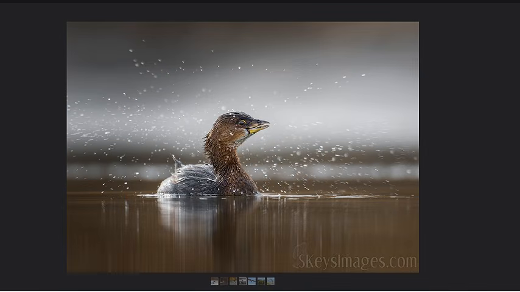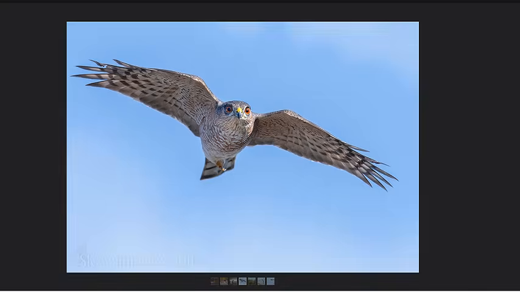Here's some more common loons. This is a grebe. Again, that's another one that'll dive, and I wanted to show this because after those dives, a lot of times you can just anticipate what's going to happen, and they got to shake off at some point. So you can get some neat shots like that.